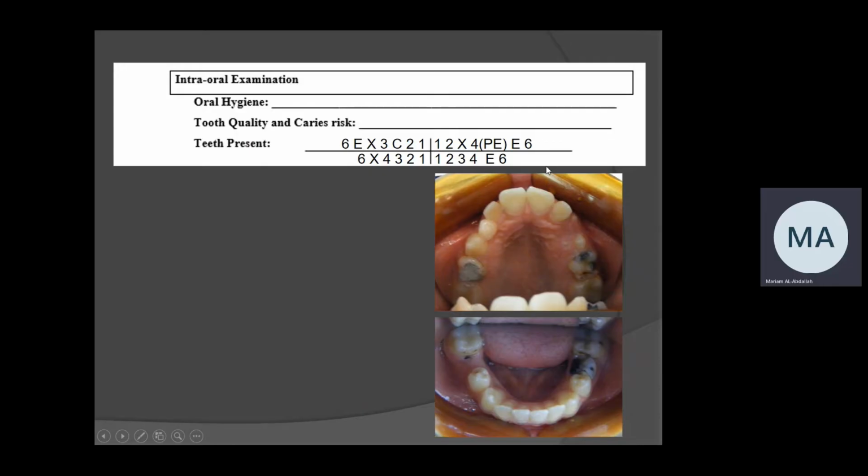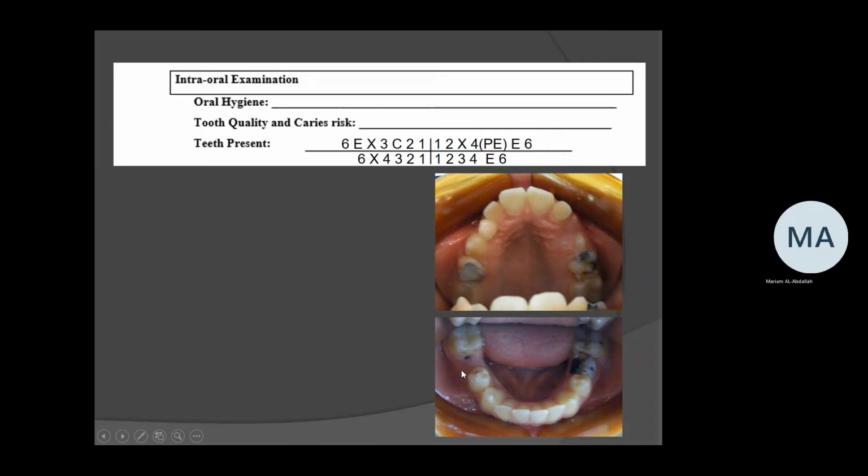Another example here. We started in the lower left. So this is the 6. You can see the charting here already written. This is the E. This is an 11-year-old boy. This is a 4, 3, 2, 1. And then, as you can see here, we continue on the lower right: 1, 2, 3, 4. And we have here no E, no 5. So we have to go with a big X.